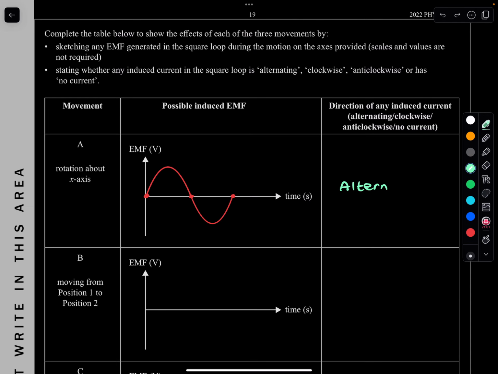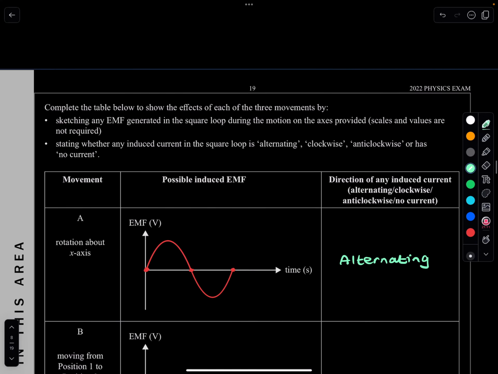Let me write that nice. Alternating. Done. Next one. Moving from position 1 to position 2, we're going to have to draw the EMF.